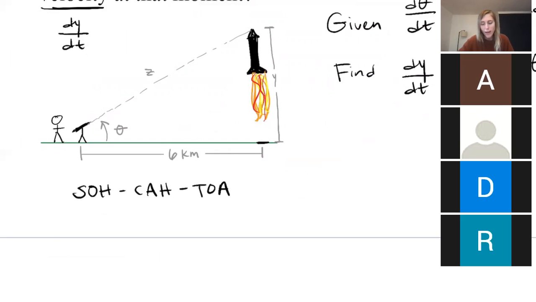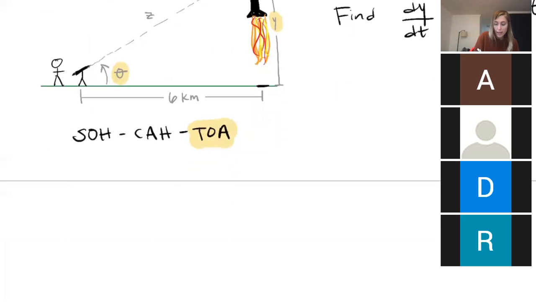Okay, we want an equation that will have theta and y. So that's the angle, and then the side opposite the angle. Well, I also am given the side that's adjacent to the angle. So using tangent for this problem to relate y and theta is going to work. Tangent of theta is equal to opposite, which is y, over adjacent, 6.